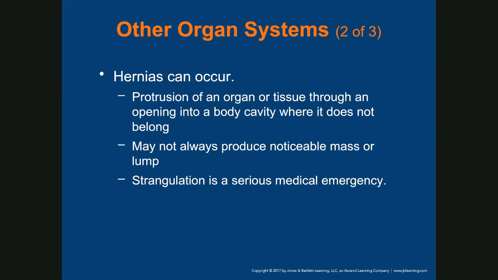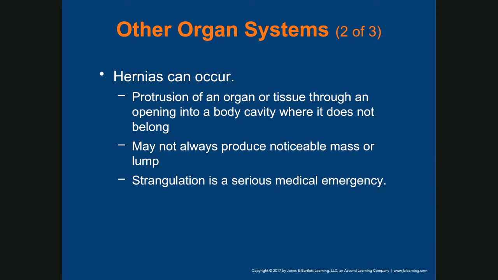All right, now hernias. Hernias can occur as a result of a weak area in the lining of the peritoneum. So there is a weak point or an opening, and the abdominal organs can protrude through that opening, right? So protrusion of an organ or tissue through an opening into a body cavity where it does not belong. It may not always produce noticeable mass or lump. Strangulation is a serious medical emergency.